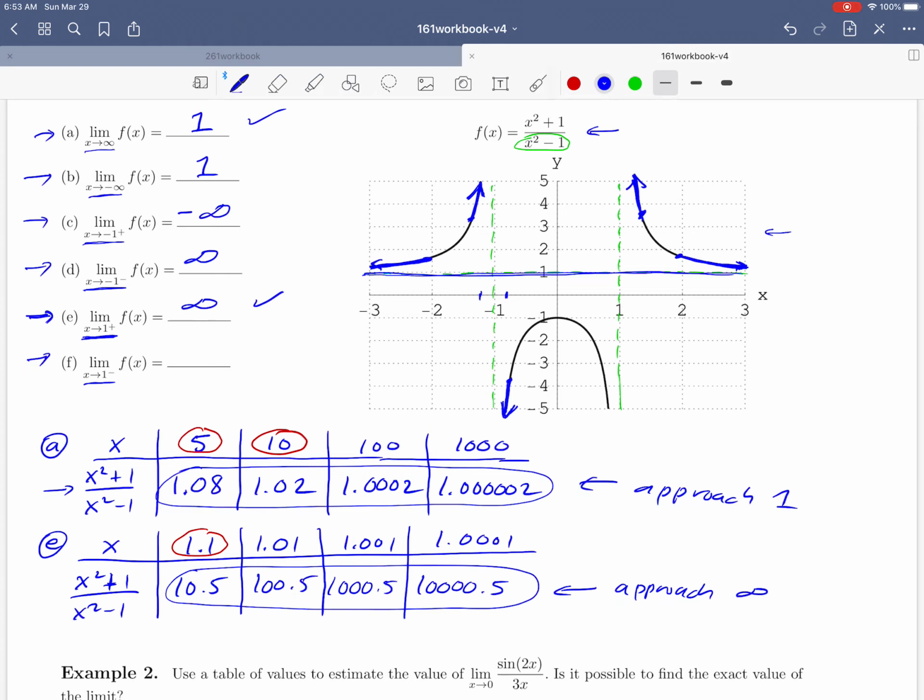Okay, and then finally, the last one, F, is asking what is the limit as x approaches 1 from the left-hand side. So we're talking about x values that are a little bit less than 1 here. Find our graph, it's down here. And if we approach 1, this time we're headed off in this direction. Okay, and so it looks like we're going off to -infinity again.